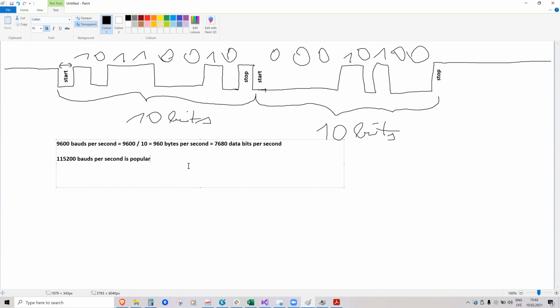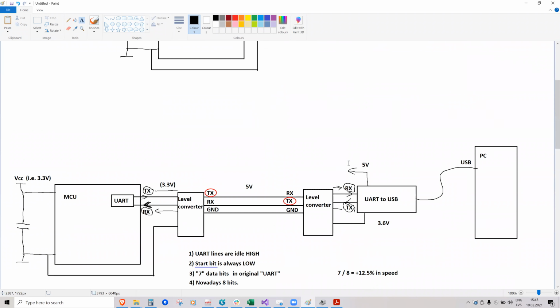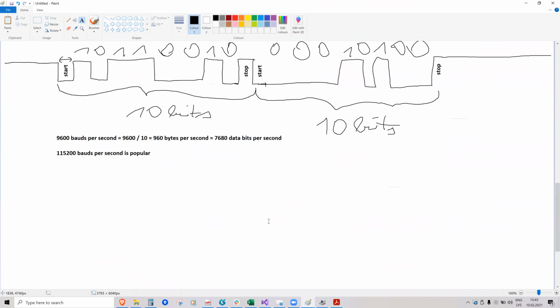So this speed is popular, and our development kits also use this speed for their built-in UART to USB cable. Often you buy this UART to USB converter to connect to a PC, and it has just a fixed speed. Sometimes you can adjust the speed, but sometimes not. So this is how you send the signal.